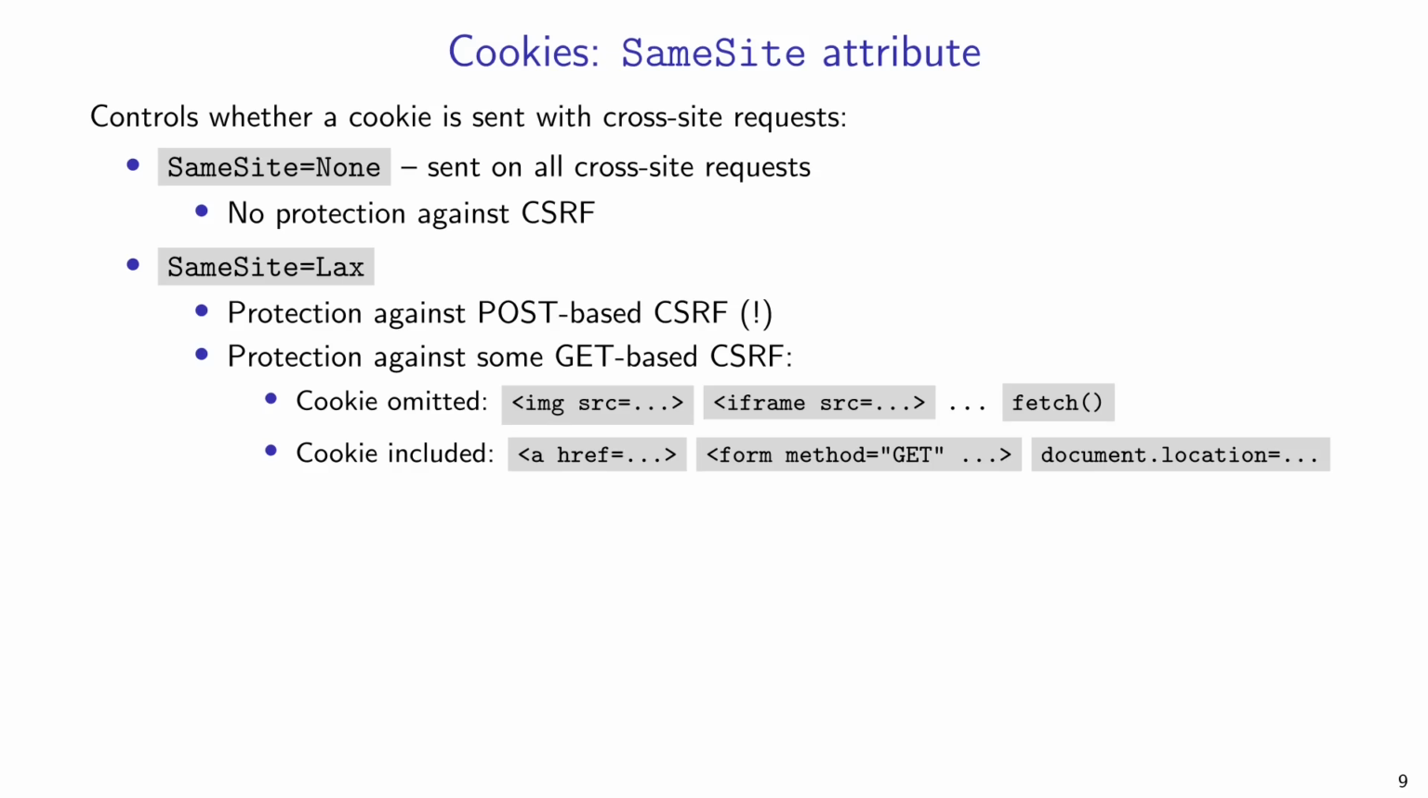And more importantly, it prevents timing and embedding-based access leaks, which we discussed in the previous lecture. So you see, actually, there is a very good reason why to omit cookies in cross-site GET requests that do not result in a top-level navigation to the cross-site website.